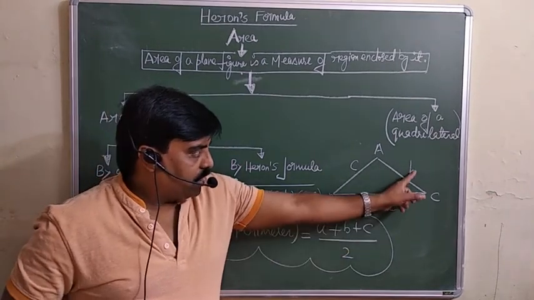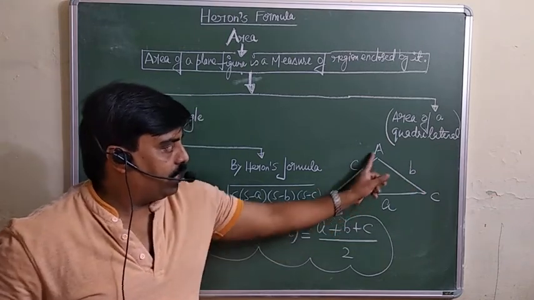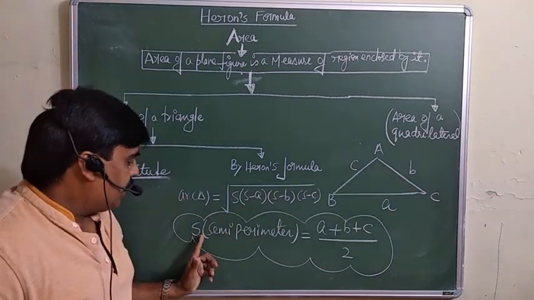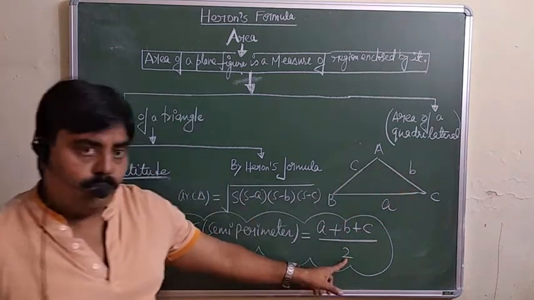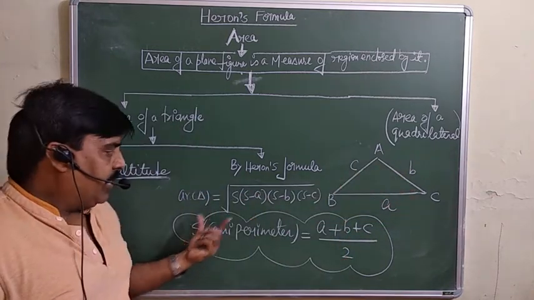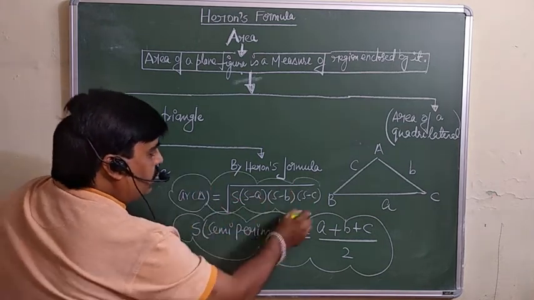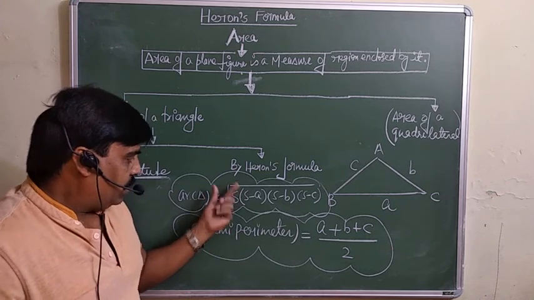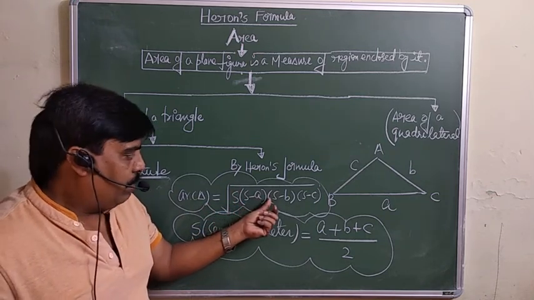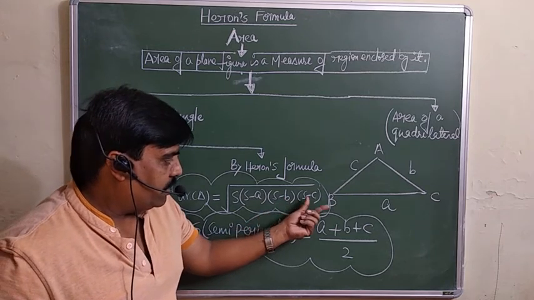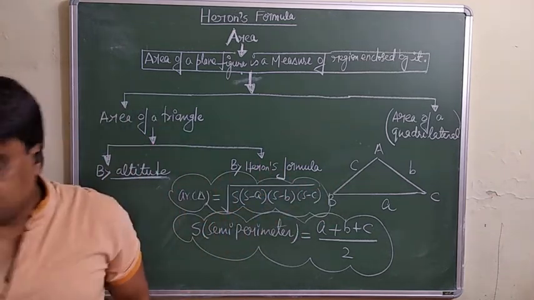So if you know the sides A, B, C, and you want to find out the area of this triangle, in that case you have to calculate S first: add all these three sides, divide by 2, and you will get S. Then you are supposed to put the values in this formula: the area is the square root of S into S minus A into S minus B into S minus C. By using this formula, you can find out the area of a triangle.